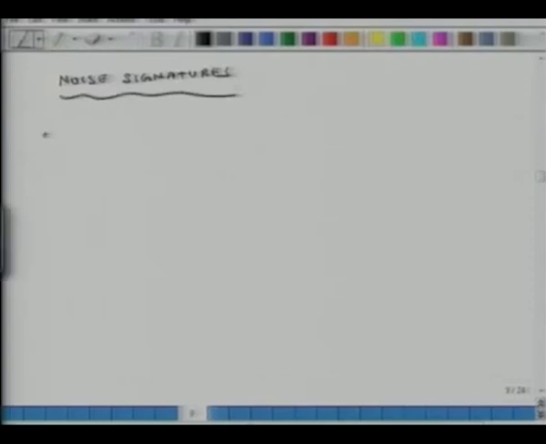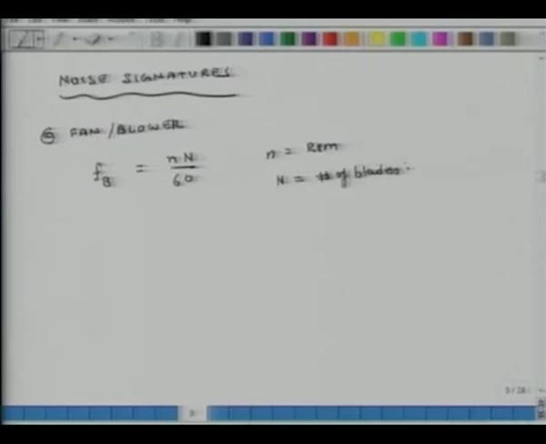So, if I have a fan or a blower, so we are not talking about a ceiling fan, but fans which pump air, then they generate a fundamental frequency FB, which equals n times N over 60. So, n is the RPM, and uppercase N is the number of blades, and this makes physical sense.